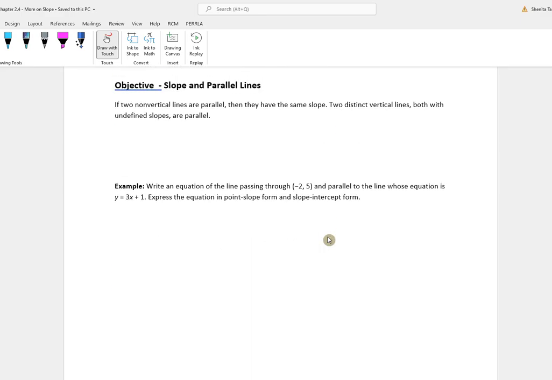So, if two non-vertical lines are parallel, then they have the same slope. Two distinct vertical lines, both with undefined slopes, are parallel. So, if you have the slope of one line, we call it M1. If the lines are parallel, the slope of the other line will be the same.